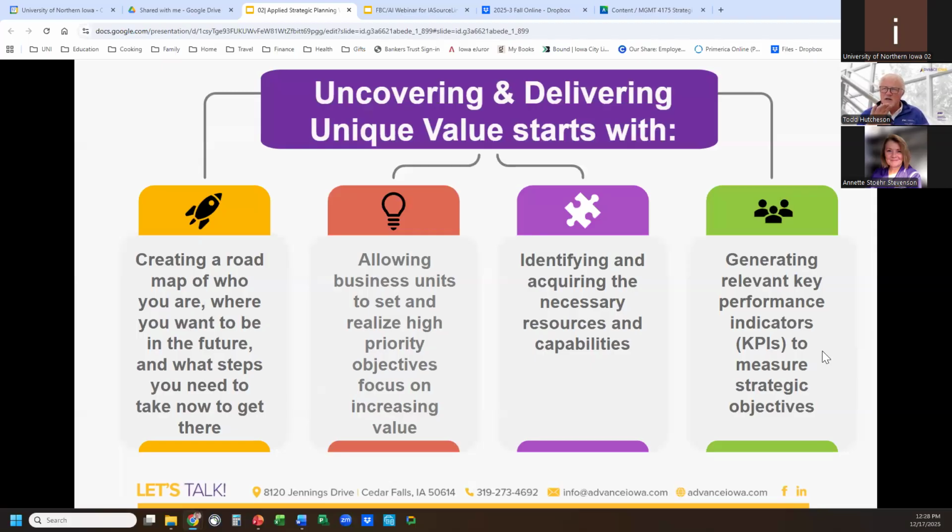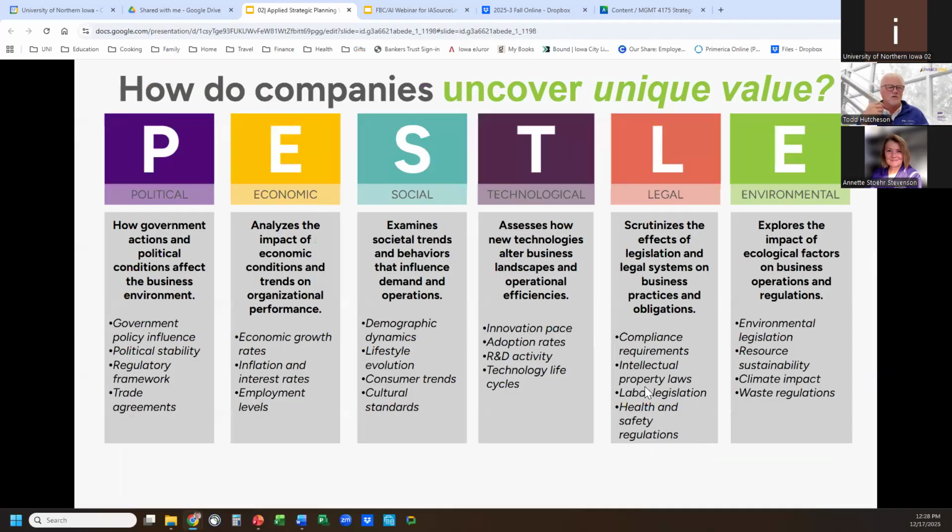So how do we do this? It's not, again, rocket science. These things all make sense, but how do I go do that? How do I start? So, let's look at one tool. One tool would be a PESTLE analysis. And this is kind of along the lines of what I talked about when I mentioned the general external environment.